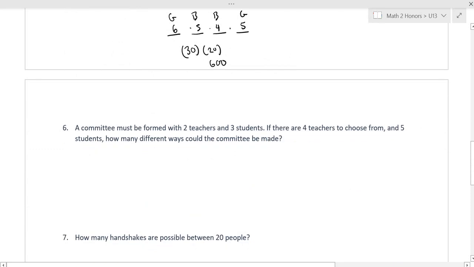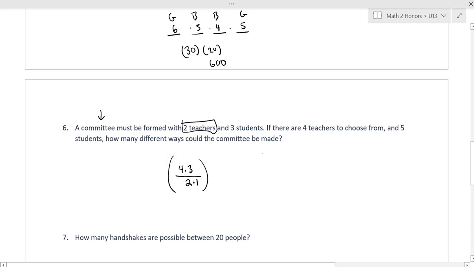A committee must be formed with 2 teachers and 3 students. Okay, so I want 2 teachers. I'm picking 2 out of 4. So I have 4 options for my first pick, 3 for my second. Remember, when we see committee, order doesn't matter, so I'm dividing by 2 factorial. So that's how many ways I could do that.